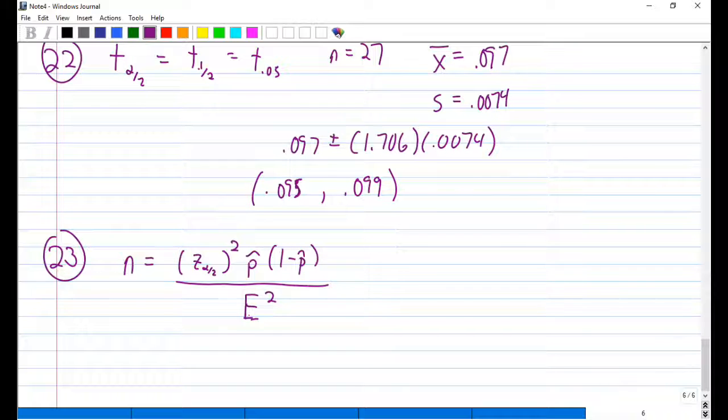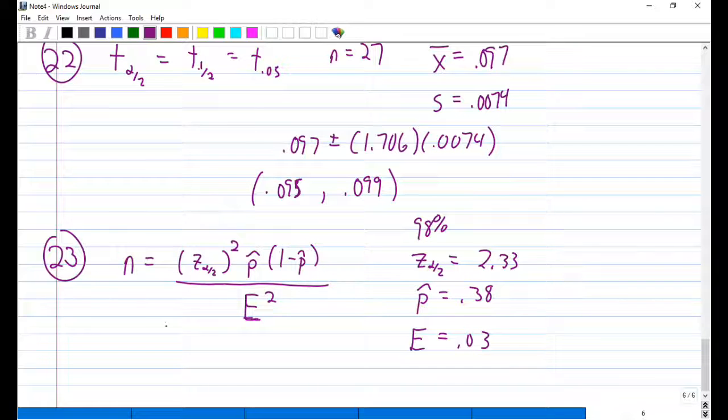If it doesn't, we have to figure it out. I believe it gave us all of the values that we need. The only thing it didn't tell you, it said a 98% confidence interval, but for a 98% confidence interval, our critical value, you can find this in tables, is 2.33. We were told that our point estimate was 0.38, and we were told that the error was 0.03. So we just plug all of this stuff in.